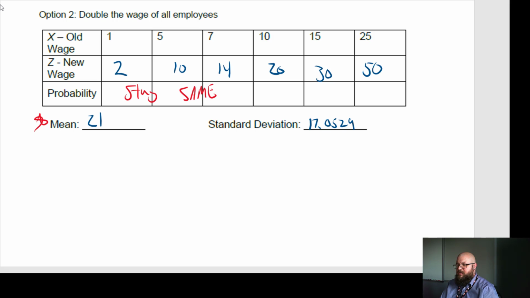Our mean doubled, and then our standard deviation doubled as well, because we doubled all of our values up here, okay? So we took these values and we times 2 on all these values. Our probabilities stay the same on that. That's what the big thing I really want you to take away from this, okay?